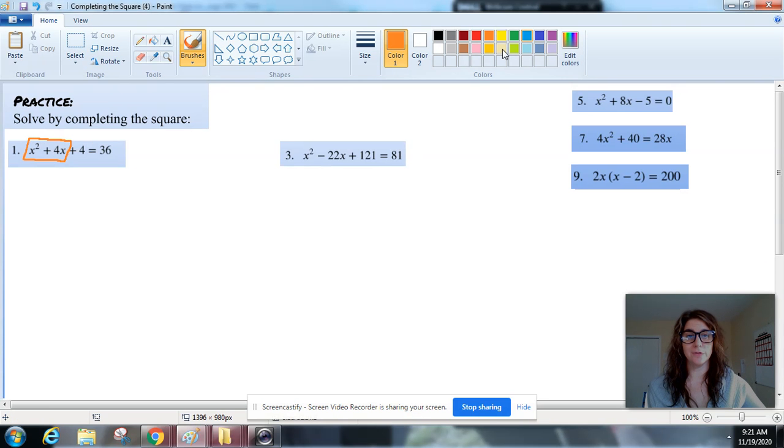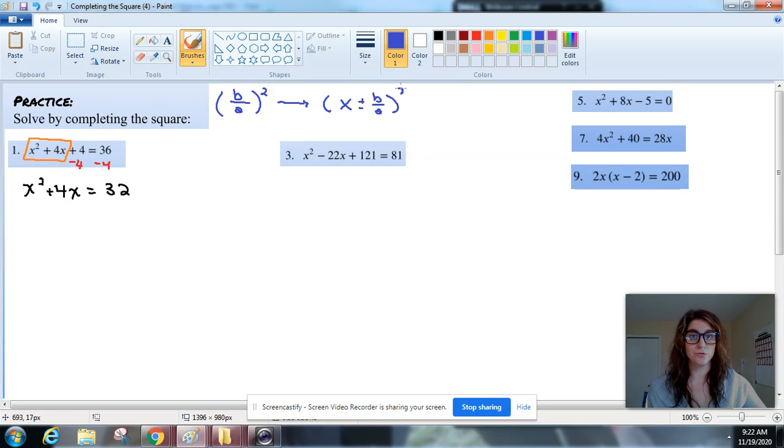They have to be the only thing on that side of the equation. So in number 1, I'm going to start by subtracting the 4. In doing so, now I have my x's grouped together, and I can start completing the square. In order to complete the square, we are going to use b over 2 and square it, and that's going to help us factor it into a perfect square using the shortcut of whatever b over 2 is, added or subtracted with your variable.